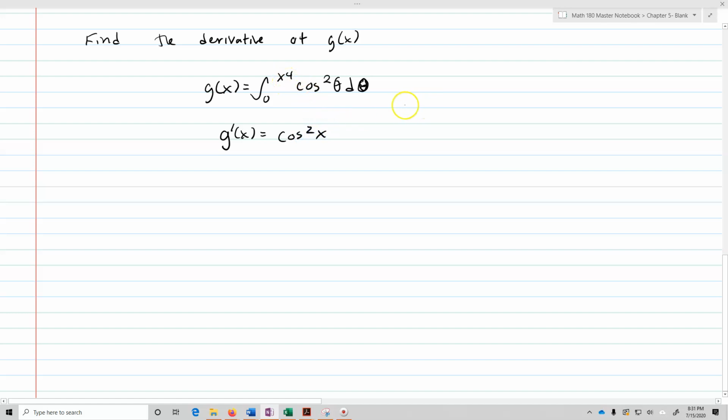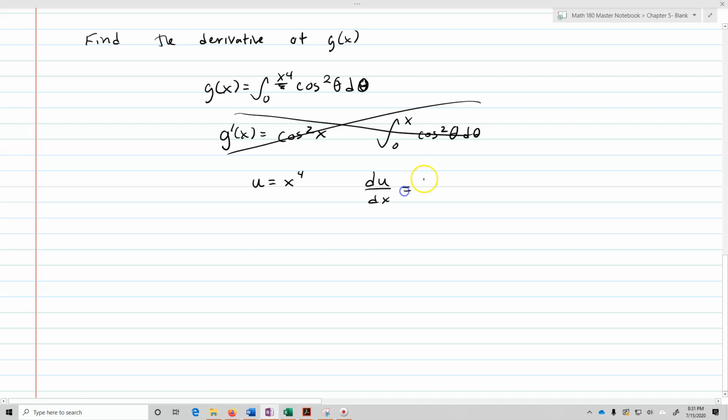And the reason why it isn't true is because the fundamental theorem of calculus has it that we go from 0 to x of cosine squared theta d theta, and that would then give us that g prime of x would be cosine squared x. But that's not what we have. Instead, we're going up to x to the fourth. So we're going to have to utilize the chain rule. So we're going to do a substitution. We're going to let u equal x to the fourth. And so that means that du/dx is going to equal 4x cubed.